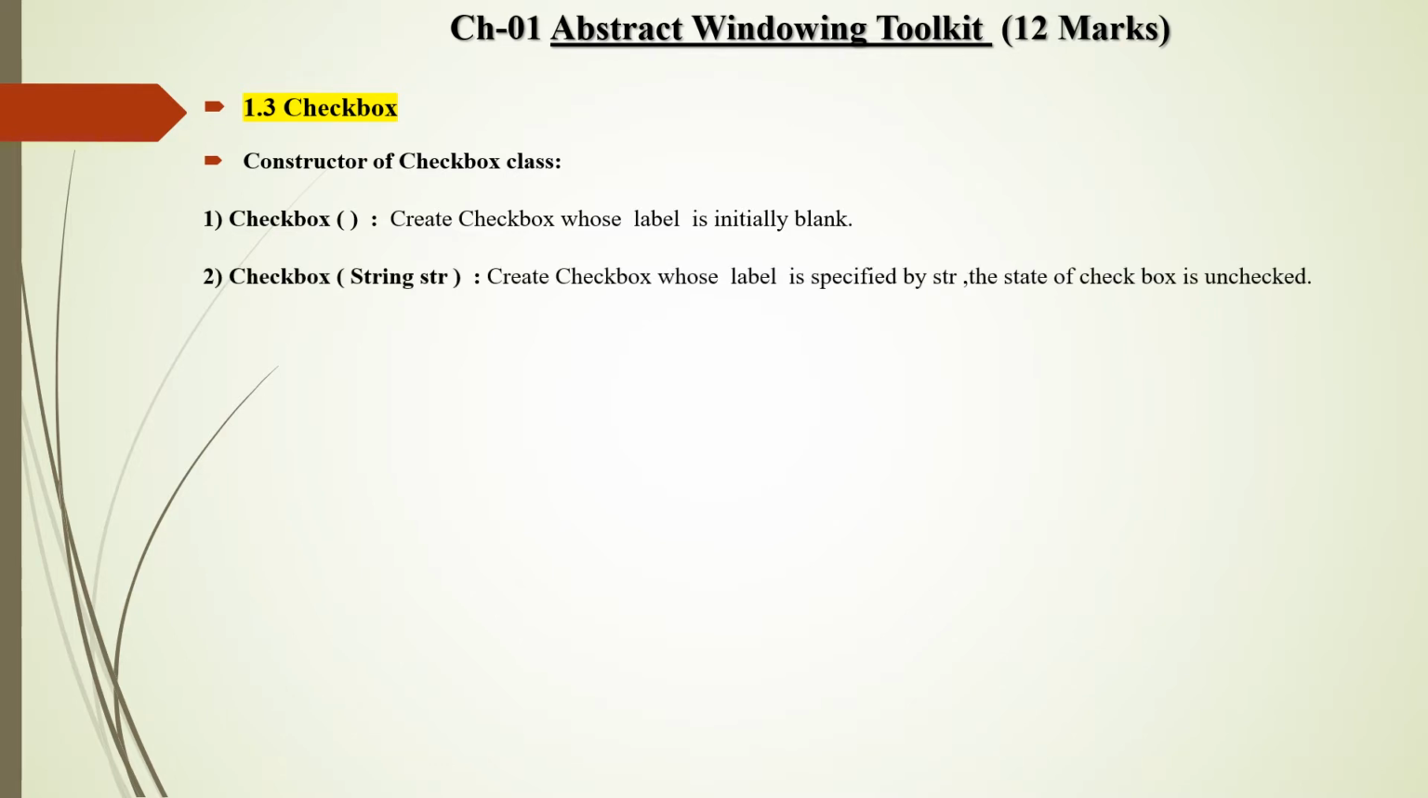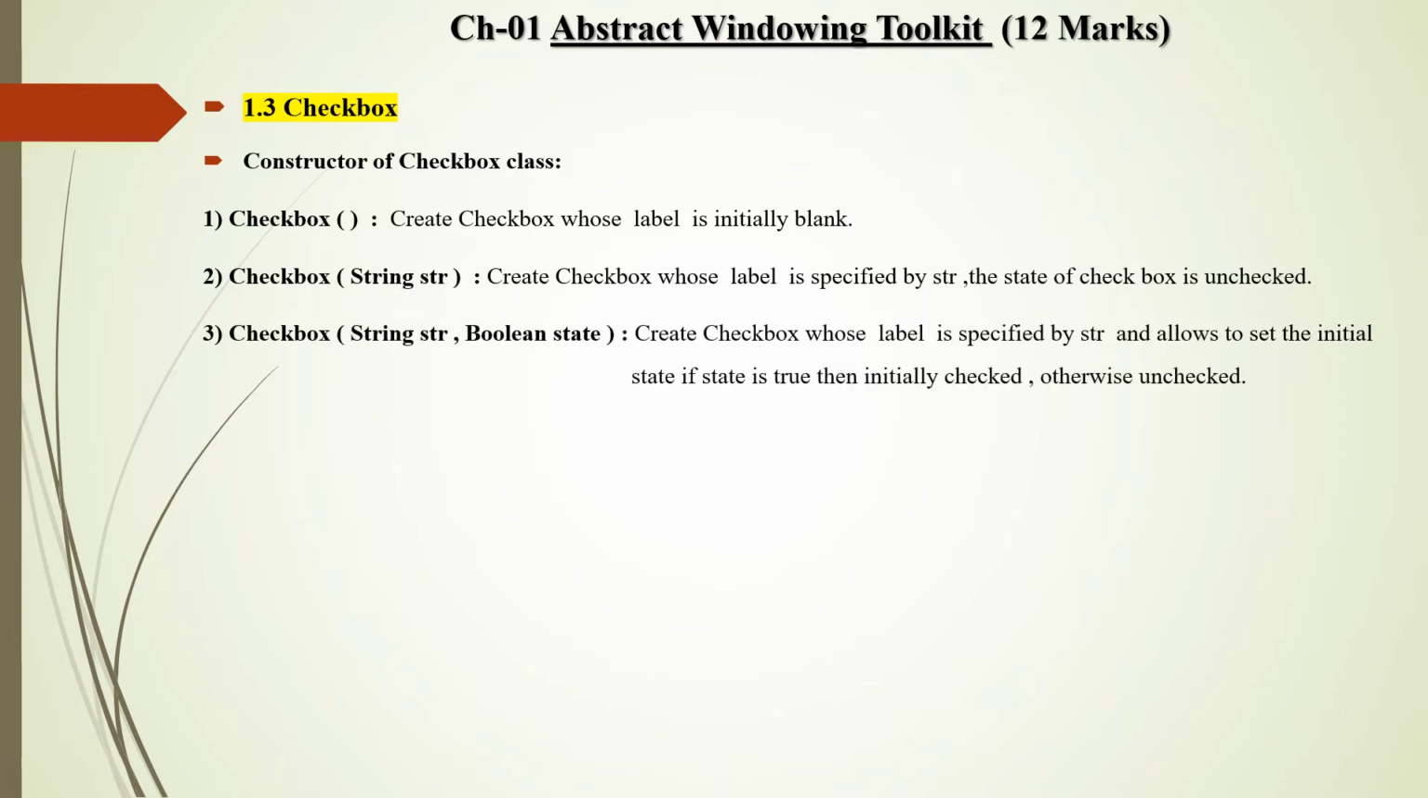Next we see some constructors of checkbox. First is the default constructor, which has no parameter; the label is initially blank, so it creates a blank checkbox. Second constructor, Checkbox, has one parameter, String str. It creates a checkbox whose label is specified in str. The state of the checkbox is initially unchecked, and the string which is passed is displayed before that square box.